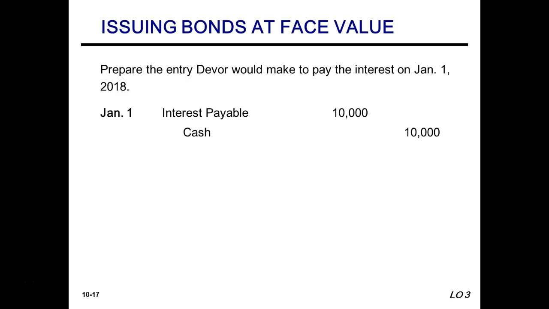Okay, so then when they pay the interest payment, they would debit interest expense, credit cash. So important, I would write a study sheet of what are the journal entries when bonds are issued at face value? What are the journal entries when they're issued at a discount, at a premium?